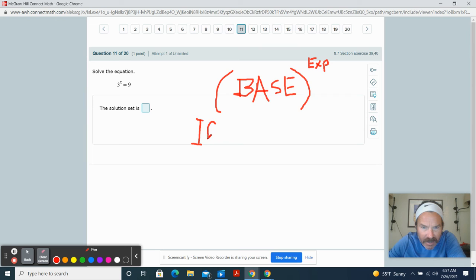But there's an if-then statement that I'd like to talk about. If a to the x equals a to the y, that means if you have the bases the same on either side of an equation, then these two exponents have to be the same.